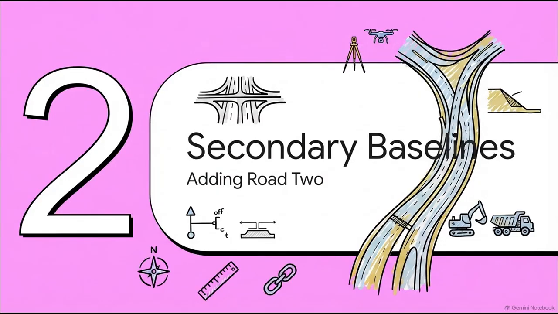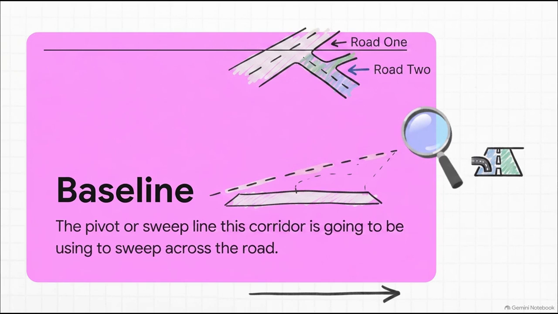Moving on to Section 2. Establishing secondary baselines. Right, so with Road 1 laid down, we obviously need to introduce Road 2 into the model, and this brings us to a fundamental CAD concept. Now, what's really interesting here is that by adding Road 2's alignment as a baseline, we're essentially giving the software a designated path to sweep the new assembly along. It's the anchor. Without that baseline, the software has absolutely no idea what direction or path the road should take.